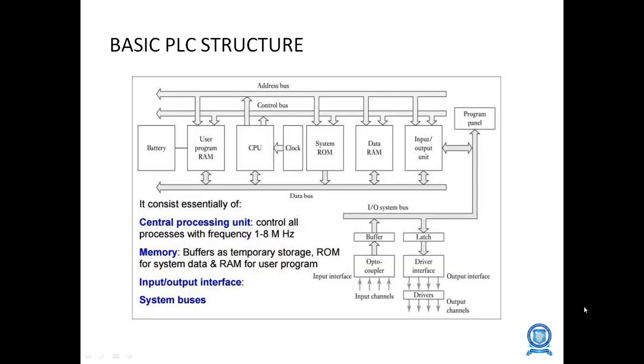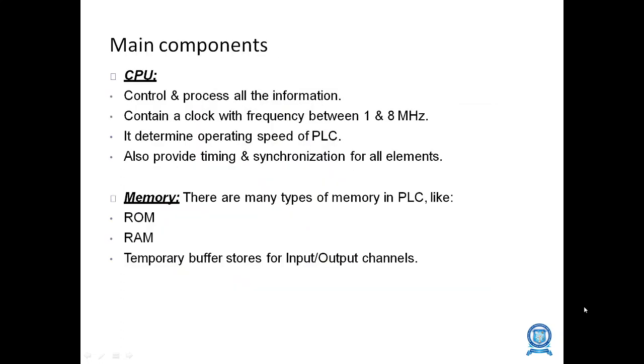Basic PLC structure includes an address bus and data bus, battery, user program or RAM, CPU, clock signal, system ROM, data ROM, and input output units connected to the control bus and data bus. The program panel has a connection between the buffer, optocoupler, latch and driver interface. The central processing unit controls all the processes. The memory buffers act as temporary storage, with system data and RAM for the user program.